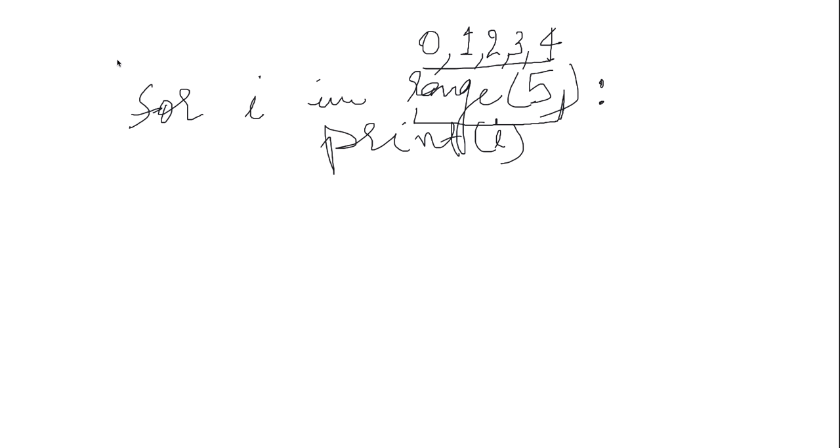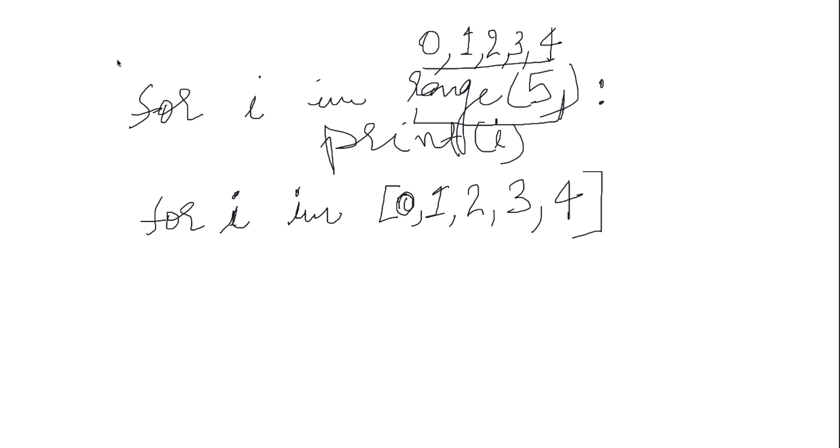So let's understand, write it in this way. For i, i is one variable. I have taken this as a variable. This is a way of looping through the for loop. In, let's put it like this. I am replacing this range function with the values it is generating: 0, 1, 2, 3, and 4. This is colon, and I am printing i. print(i).